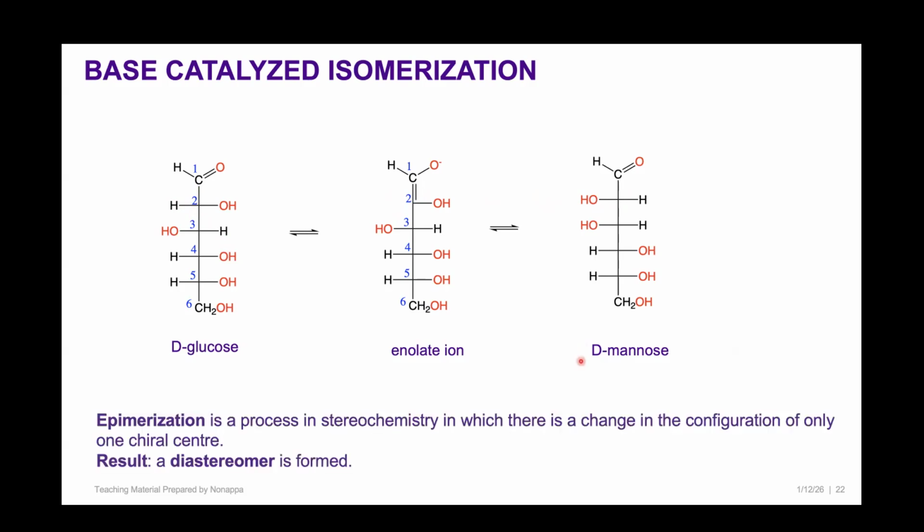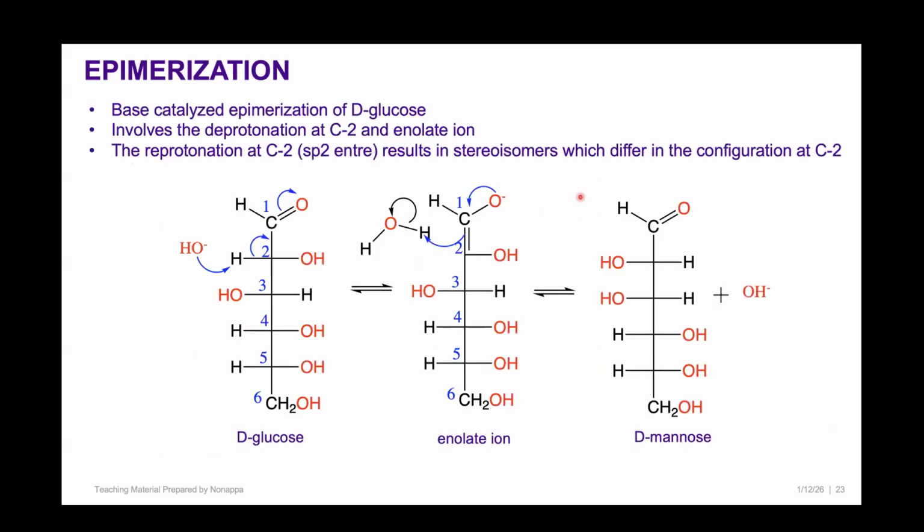Same for mannose. If you add base, it can convert into glucose as well. They can coexist. And this particular process of forming isomers catalyzed by base, where one of the chiral centers is inverted, is called epimerization, which is a diastereomer by itself. So here is a mechanistic insight for this.